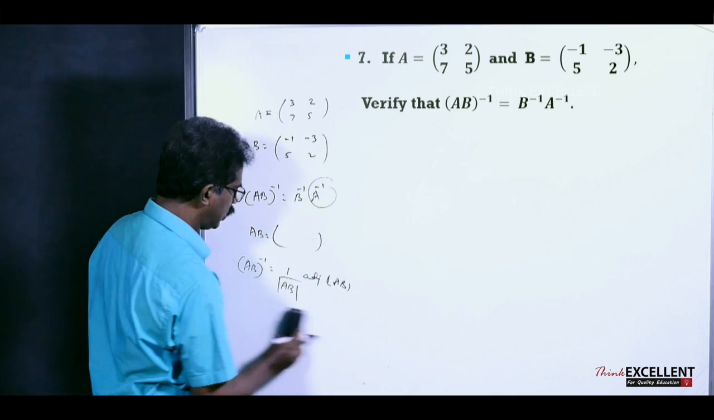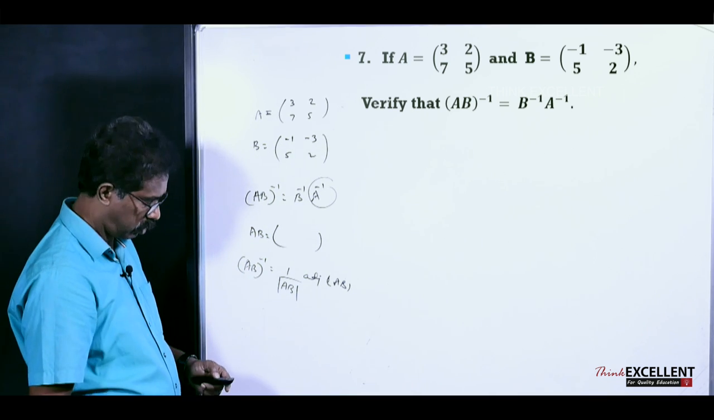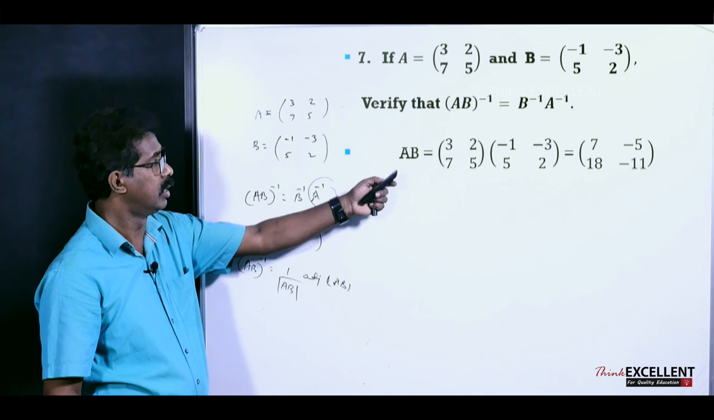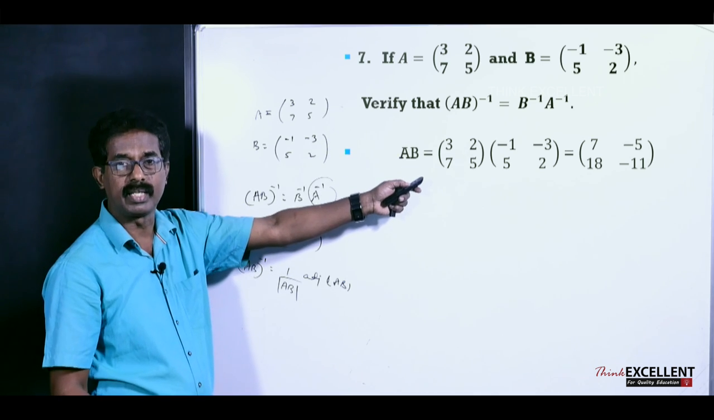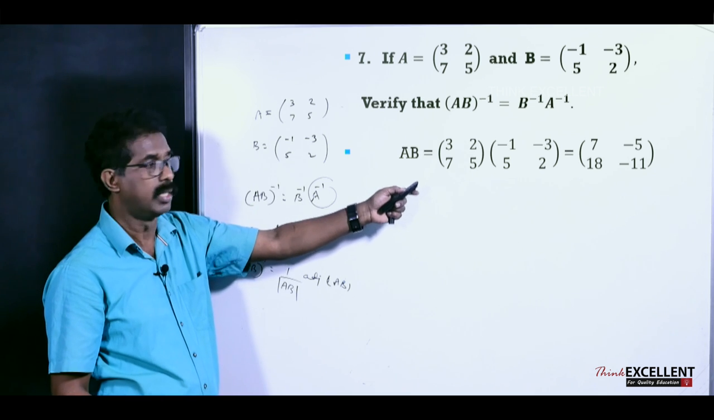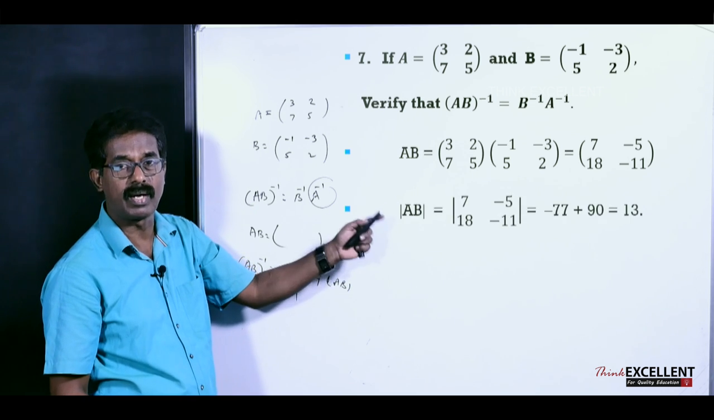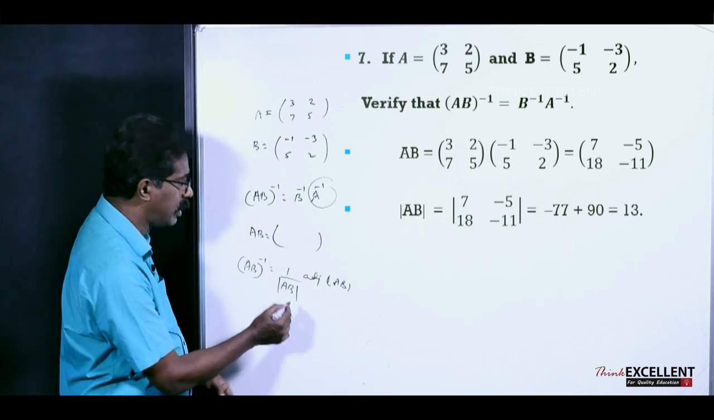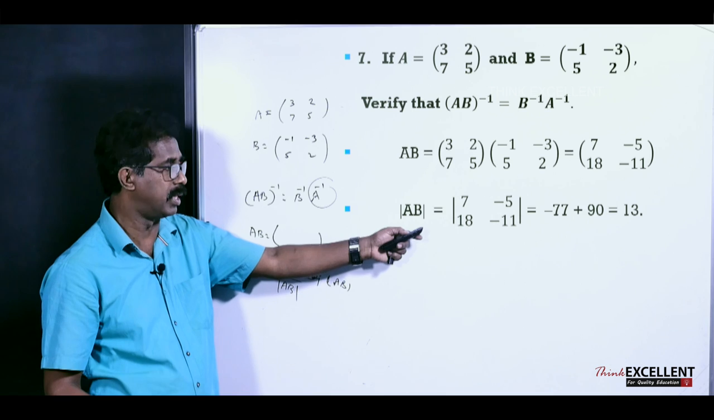Now we can understand very easily. Look at this one. First you have to find what? AB. A into B. A is given, B is given, so you can find AB very easily. Calculation part I want you to do very carefully. Next we want AB inverse. For that, first you need what? Determinant AB. You know how to find a 2 by 2 determinant, right?